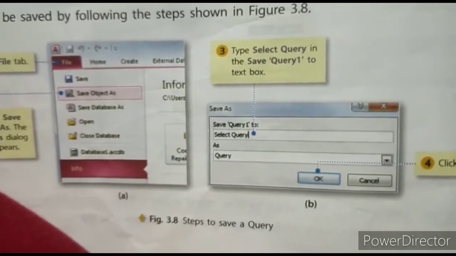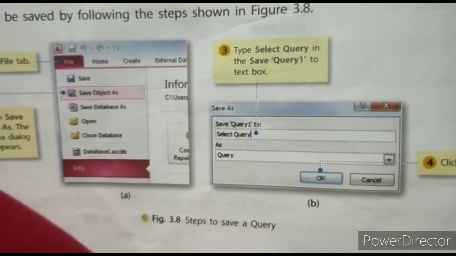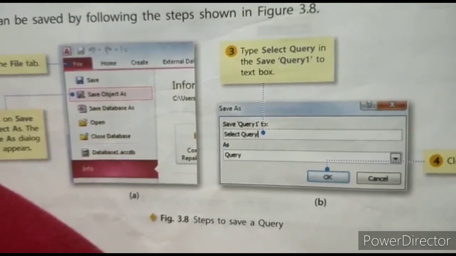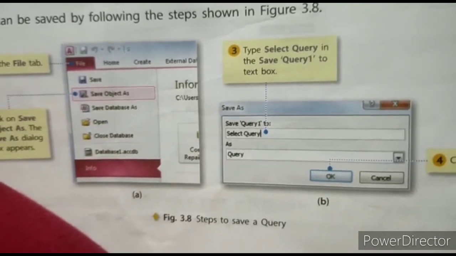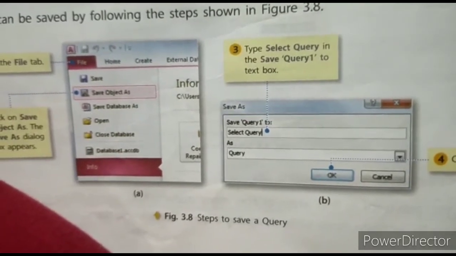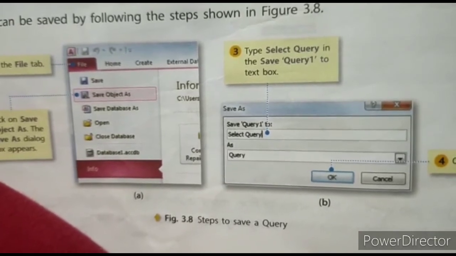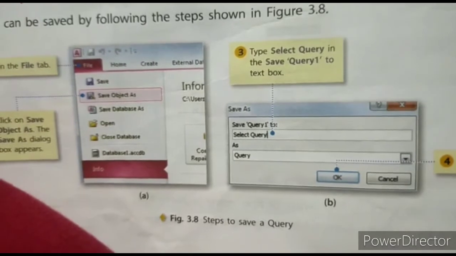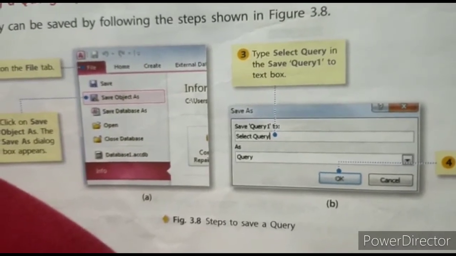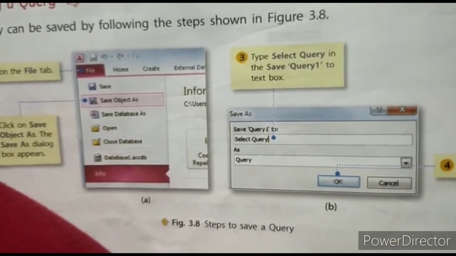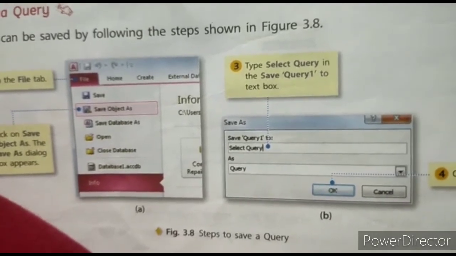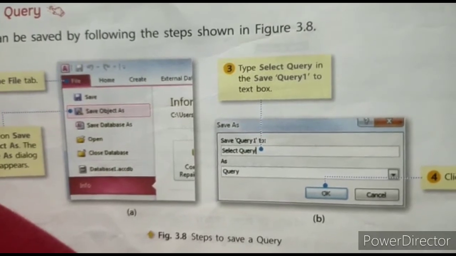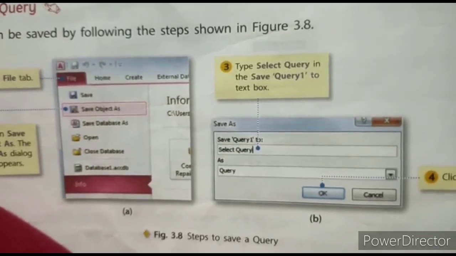Next comes saving a query. For saving a query, click on the File tab. Then the Save As option. The Save As dialog box appears. Type Select Query in the Save Query 1 to text box. Then click OK. Your query table will get saved. Hope you all have understood select query.